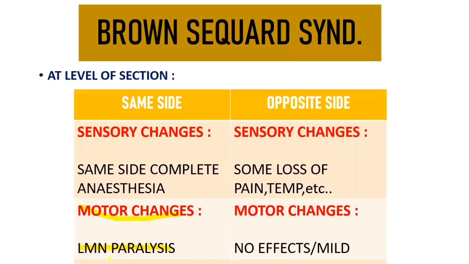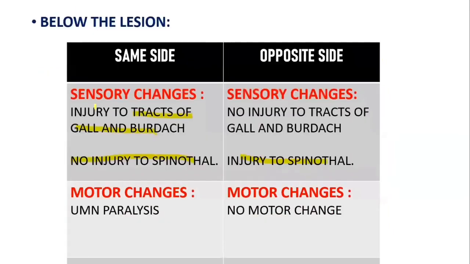So how can you summarize Brown-Sequard syndrome? The late effects seen because of hemisection of the spinal cord are called Brown-Sequard syndrome. The motor and sensory changes at the level of lesion, below the level, and above the level of section constitute Brown-Sequard syndrome. At the level of section, there is complete loss of sensation, same-side complete anesthesia and LMN paralysis on the same side. Below the level of section, the dorsal column pathway is lost and there is UMN paralysis of the same side. Very important. These are facts that you need to memorize.